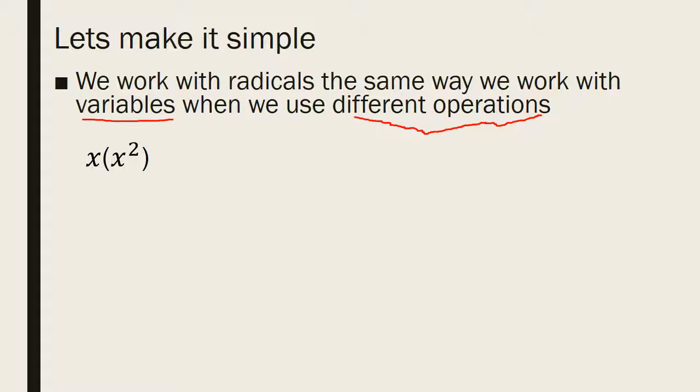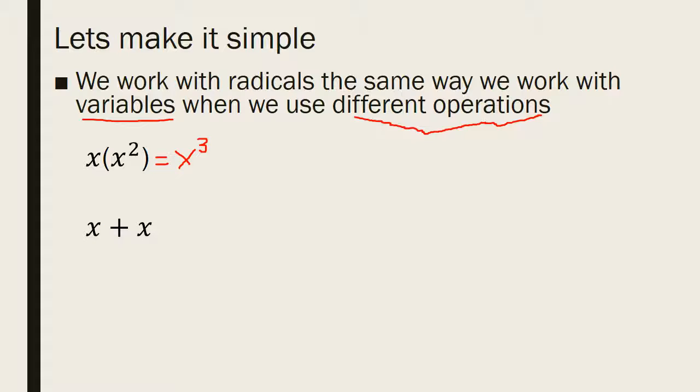First example is when we multiply variables, we have x times x squared, and when we multiply variables, we usually do not, I repeat, do not look for like terms. That means all we need to do is to multiply these variables. We know that when we multiply the variables, all we need to do is to add the exponents. X times x squared is x to the third.